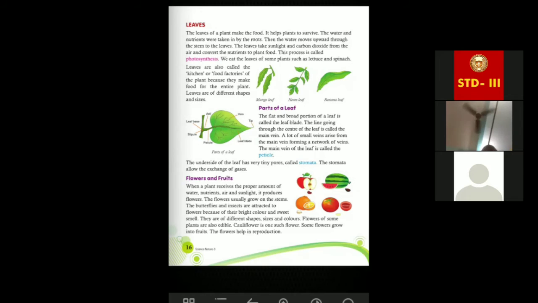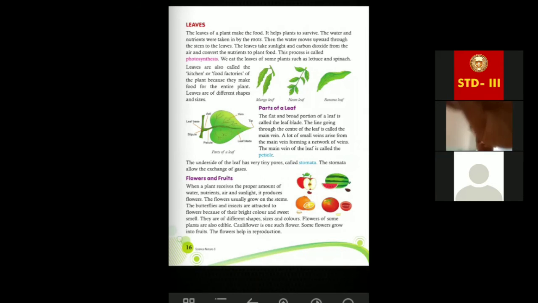There the leaves use the carbon dioxide that is taken from the environment, the sunlight, and the water and nutrients. And with these four components, it makes its own food inside the leaf. This process of making food is called photosynthesis. And as the food is made in the leaves, this is why leaves are called the kitchen or food factories of a plant. Different plants have different shapes and sizes of leaves.